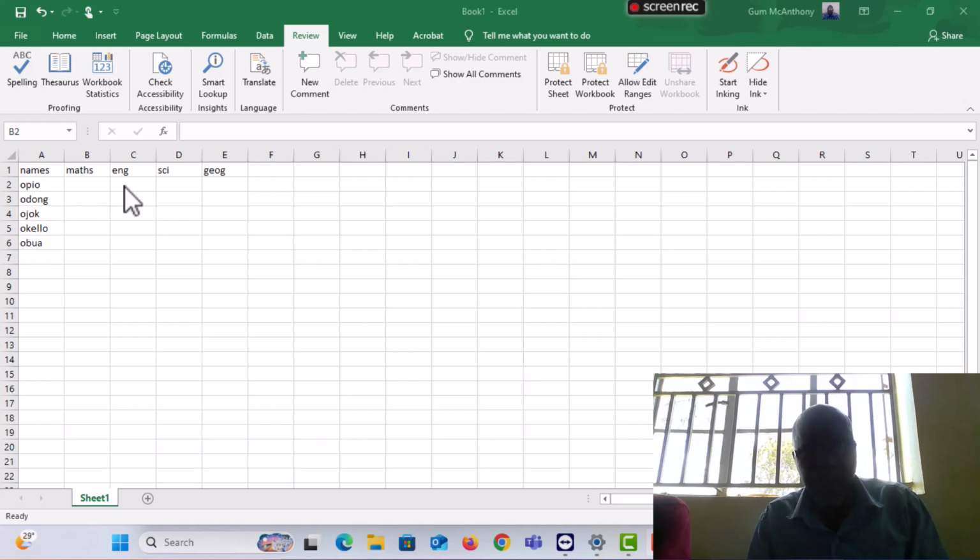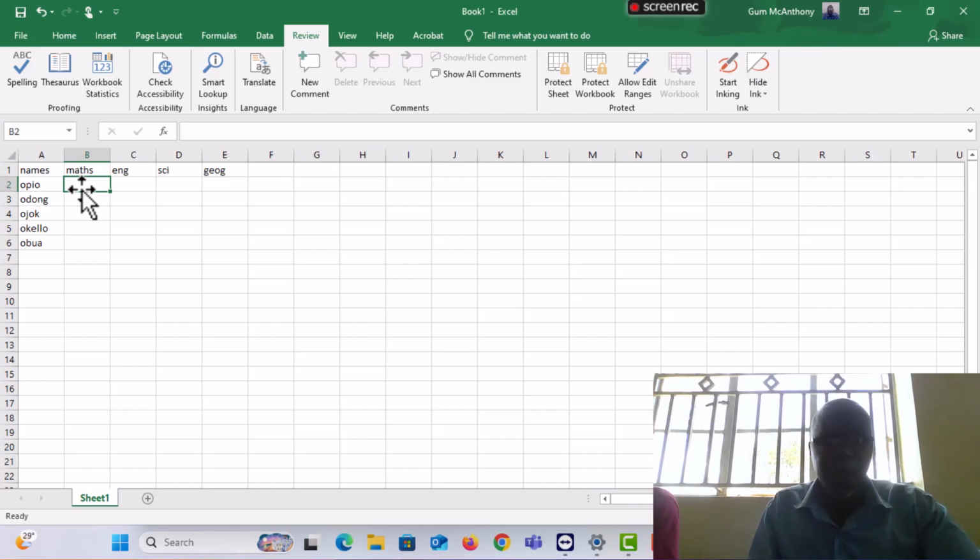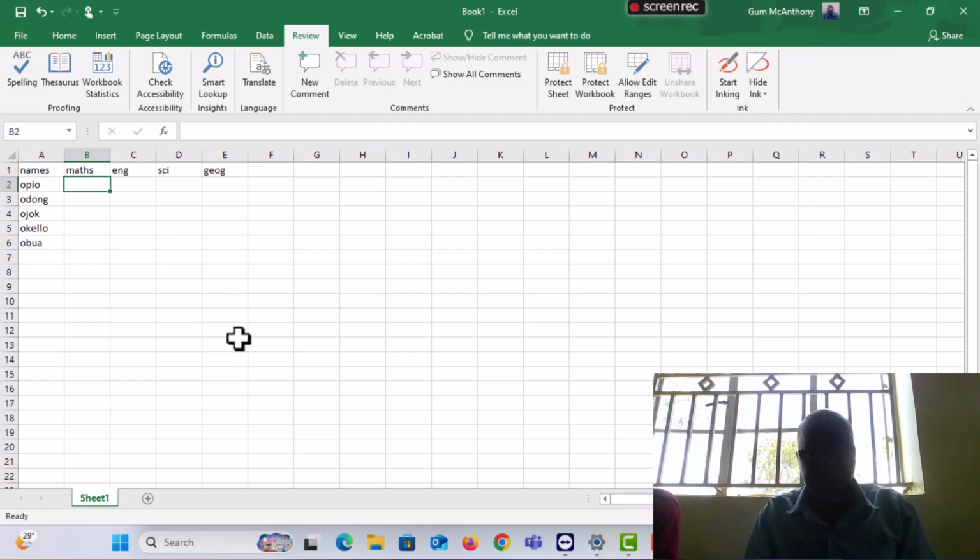Then the number two error is called #VALUE!. This is a situation whereby instead of putting a figure, you put a letter, so you will end up getting that mistake. What you do is remove the letter and instead put the zero. Then there's also another error which is called the #NAME? error.